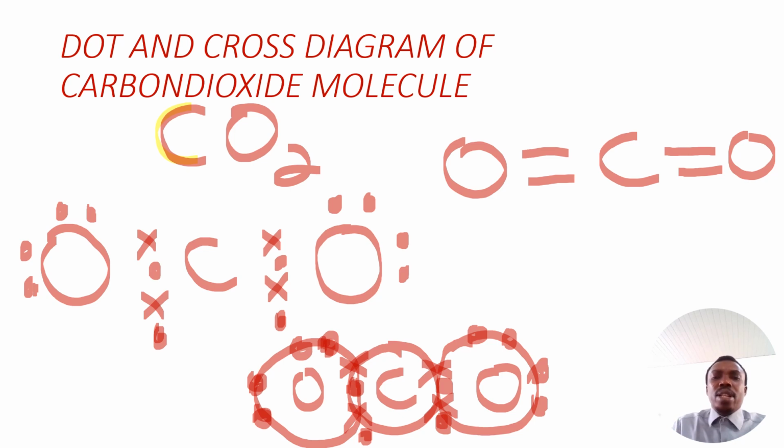So this is how you can draw the dot and cross diagram of the carbon dioxide molecule, showing the formation of what? Covalent bond, the carbon dioxide molecule.